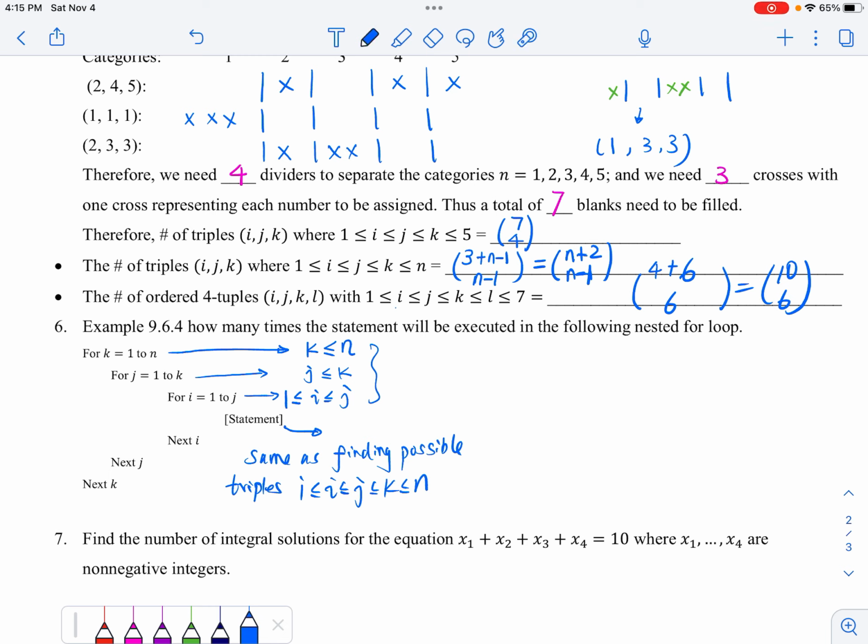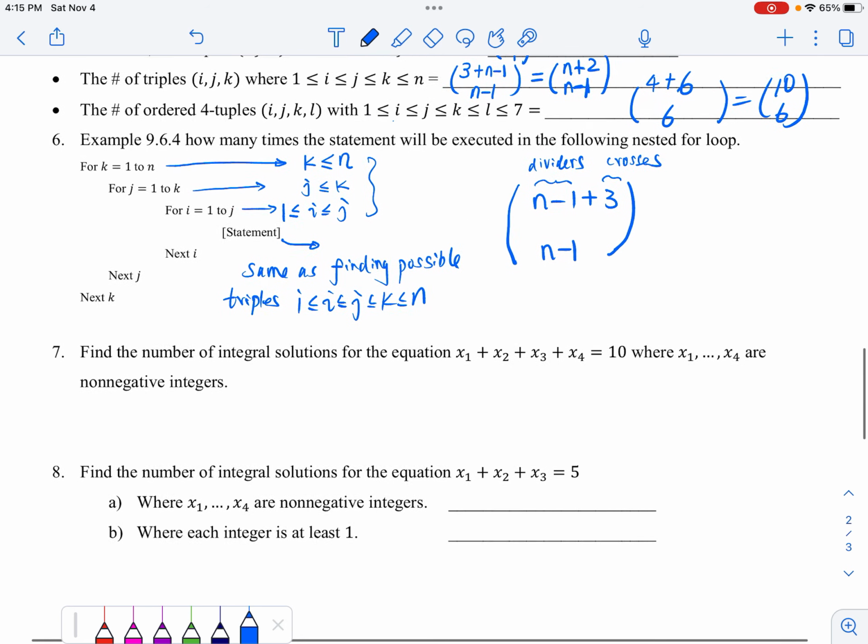So therefore this problem can be answered by, okay, first let's find how many dividers. So there will be m minus 1 dividers. And then plus, we have 3 letters here, okay, so that's corresponding to 3 crosses, just like the crosses here, representing which category you are going to choose. And then choose m minus 1, that's the number of dividers. So this is how I would solve that one.